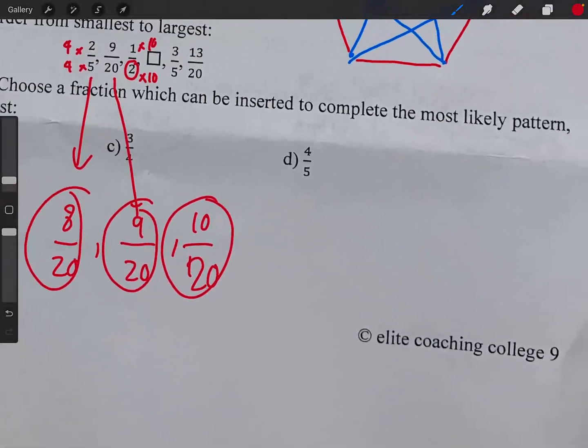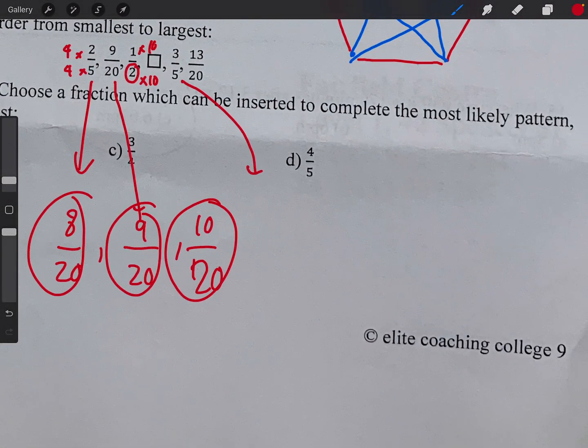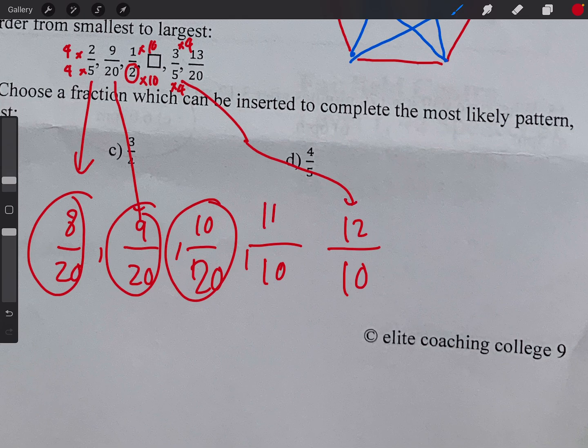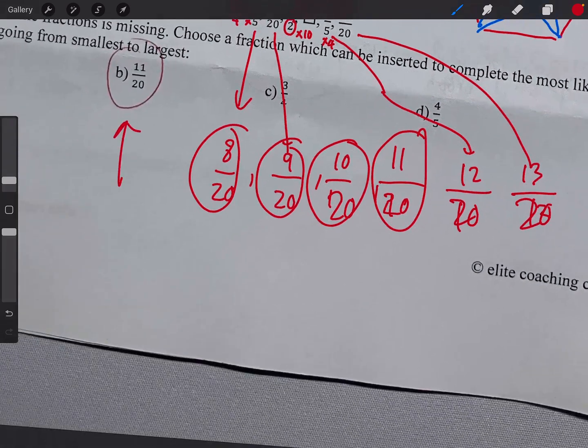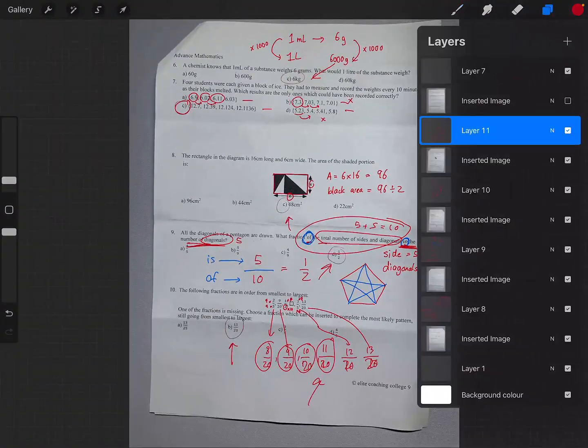And if you check the rest of them, it's also going to make sense. Look at this one. I'm going to make it out of 20. To turn a 5 into a 20, times it by 4, times it by 4. And you can see that's going to be 12 on 20. So the middle one has to be 11 on 20. And this one is 13 on 20. So obviously the middle one's going to be 11 on 20. Alright, next page. Last one.